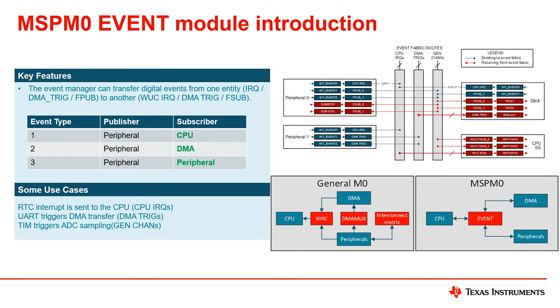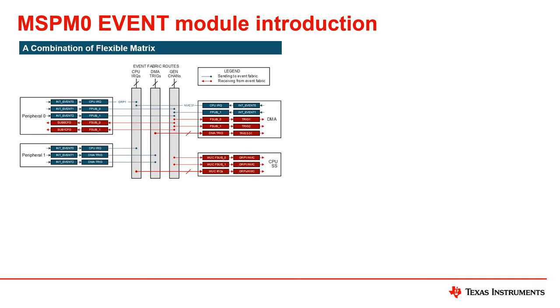Other M0 MCUs have similar features. However, they can be relatively complicated to manage with the event system. The event module of MSPM0 MCUs allows for more advanced features and flexibility than the architectures in other M0 MCUs, such as the peripheral-to-peripheral GEN events.